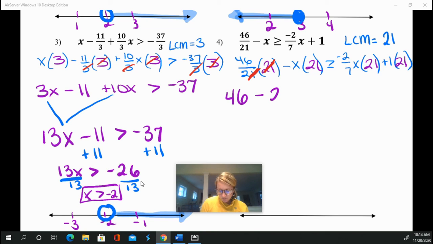X times 21 is 21x. 21 divided by 7 is 3 over 1. So negative 2x times 3 is negative 6x. And 1 times 21 is 21.